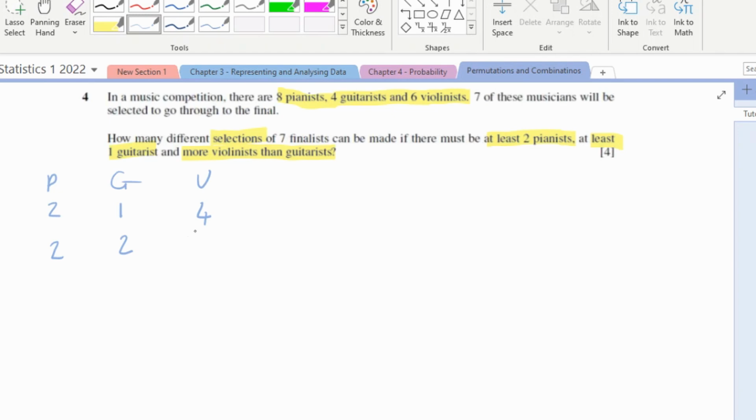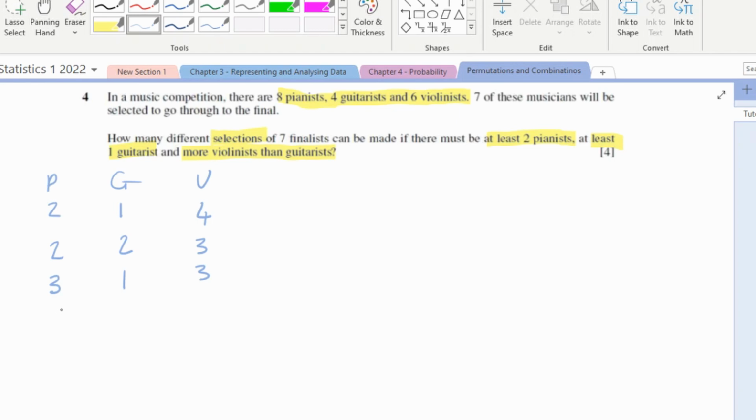Now, we could go 2 pianists and 2 guitarists, couldn't we? Because that fulfills that. And in this case, we'd have to have 3 violinists. But we can't go 2, 2, 3, can we? Why would we not be able to do that? Right, so that one's not going to work for us. We could up our pianists to 3. And that means we could put in one guitarist here, and then we'd need 4 violinists.